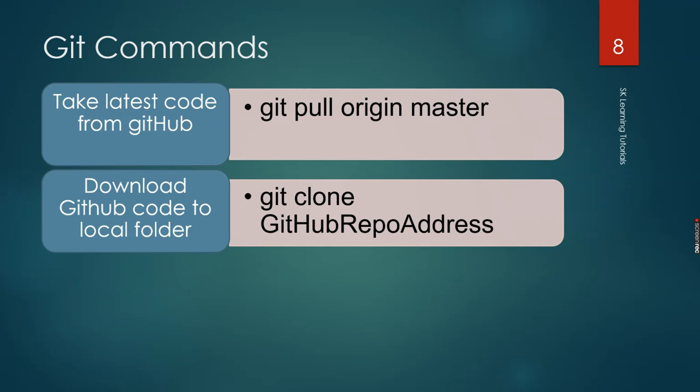It should be noted that git clone is used to get the code first time only. If you have taken a clone of the code and require the latest code, then you need to run the git pull command, not the git clone command.